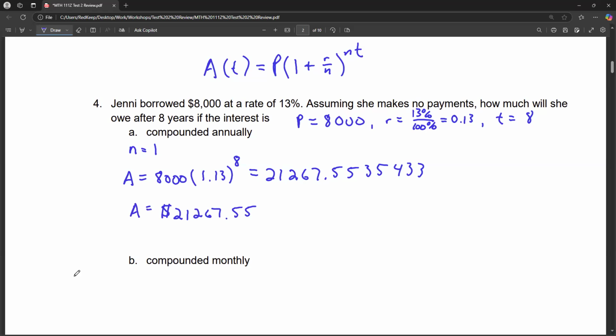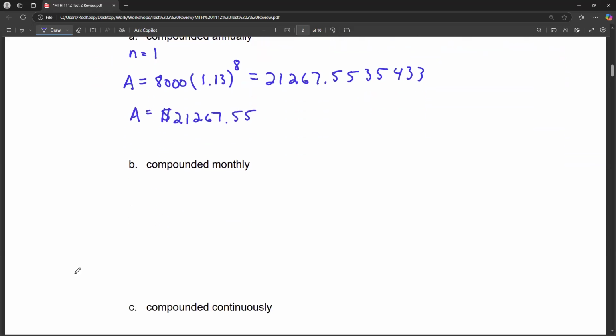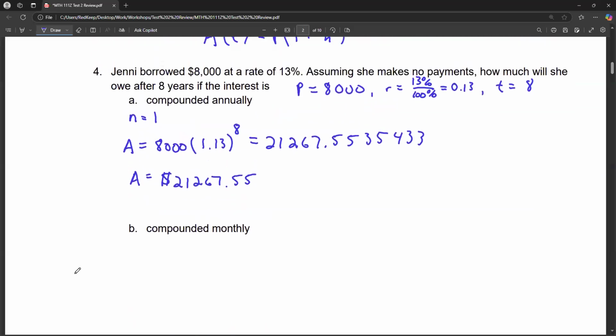Okay, so moving on to a scenario where we're compounding monthly, and maybe I can get the information in the same screen here. So now we're compounding monthly. So, remembering that n is the number of compounding periods in a year, since we're doing monthly compounding, that would be 12. So here, n is equal to 12. So, same equation that we did in part A of this problem, but now our n value is equal to 12. So let's go ahead and write that out.